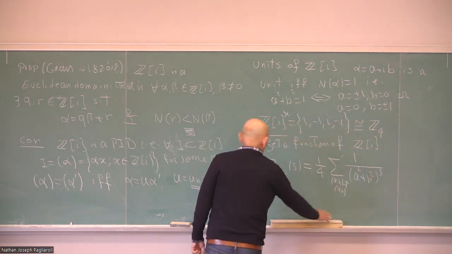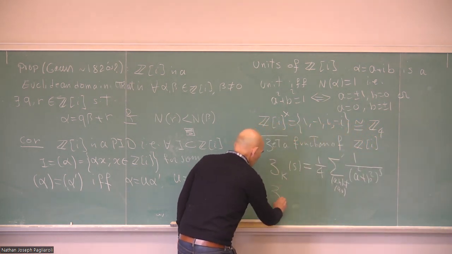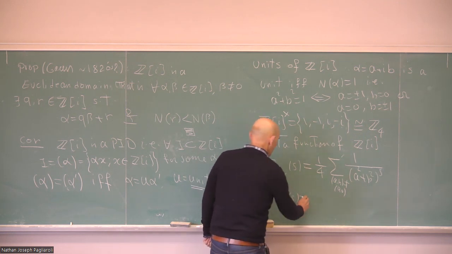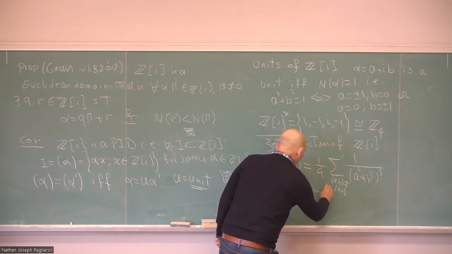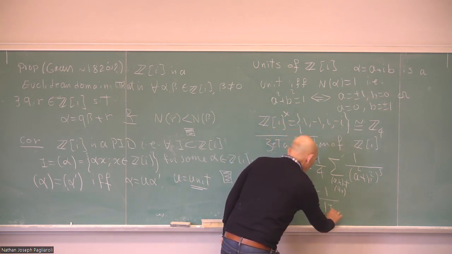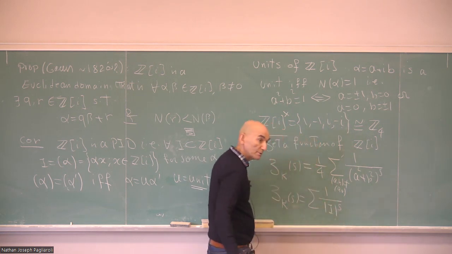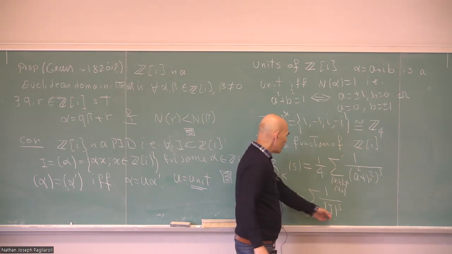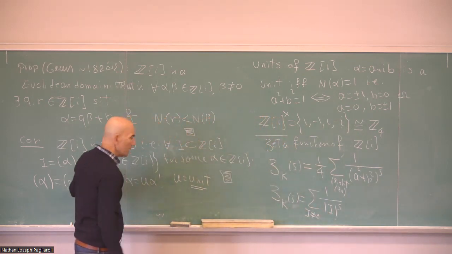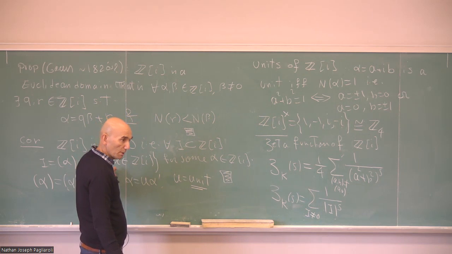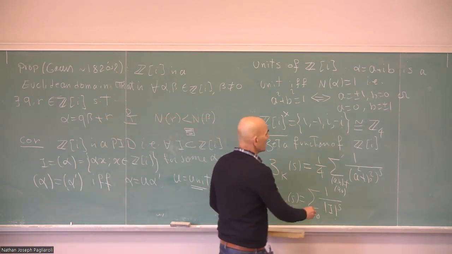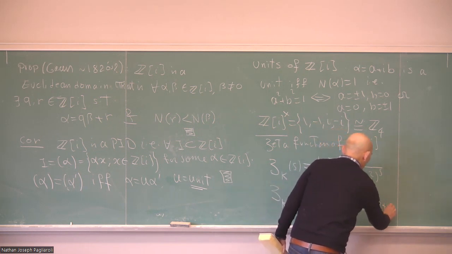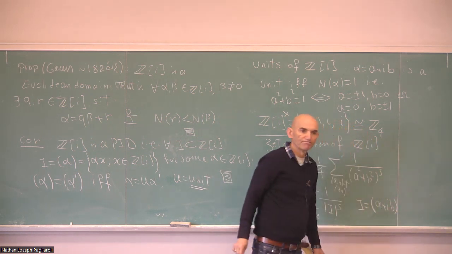Well, what was the original notation? The original definition: zeta_K(s) was equal to the sum of 1 over the absolute value of I to the power s, for I different from 0. But we know that any ideal is principal, so you can write I as the ideal generated by some a plus ib.